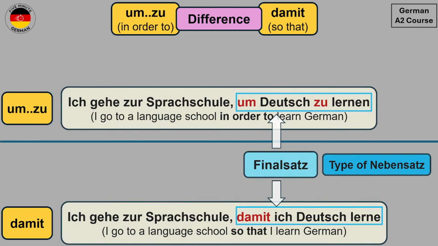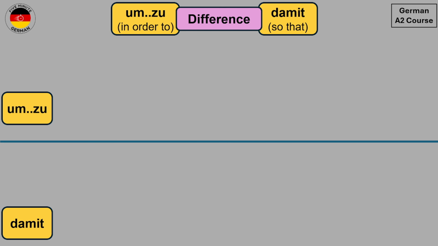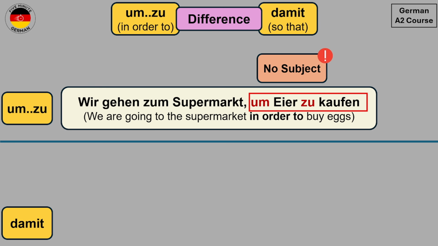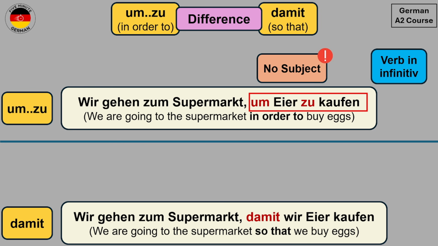Now let's take a look at another example. We have the sentence: Wir gehen zum Supermarkt, Eier zu kaufen. We are going to the supermarket in order to buy eggs. Since this is a sentence with zu, we have no subject in the Nebensatz and the verb is in infinitive. Now the same sentence with damit will be: Wir gehen zum Supermarkt, damit wir Eier kaufen. We are going to the supermarket so that we buy eggs.